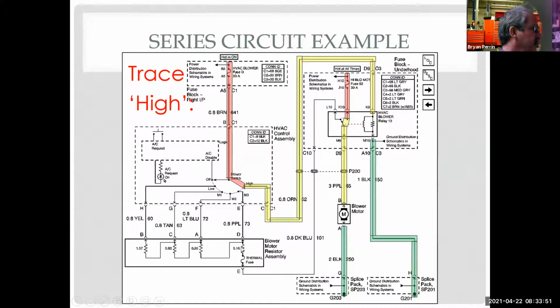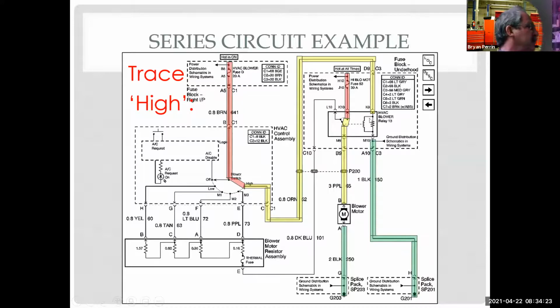So if all the speeds worked but high, I might want to go check this fuse because we know the blower motor works. So my only possibilities are I could have a bad switch, it's always possible, could have a bad relay, or I could have a blown fuse. So now it's down to what's easiest to check. Is it easier to check the fuse, check the relay, or take the dash apart and check the HVAC control assembly? Well, I'm guessing number 3 is not the best option.